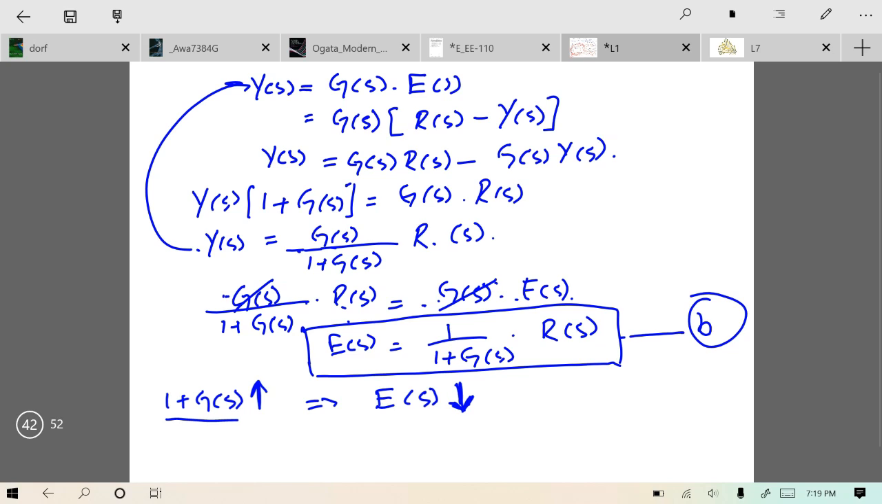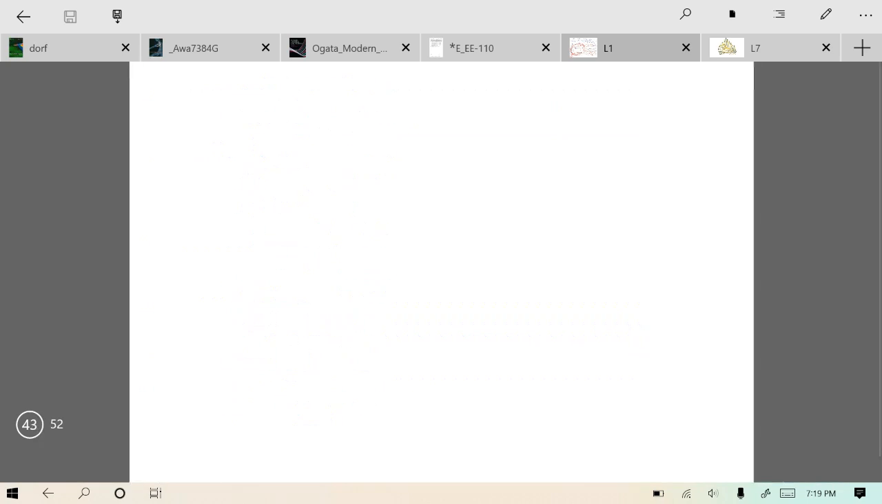So just by increasing 1 plus G of s, I have control over my error signal, and this is only because of my feedback path. Now let's also discuss what happens when H of s is not equal to 1. It is pretty simple, by the way.